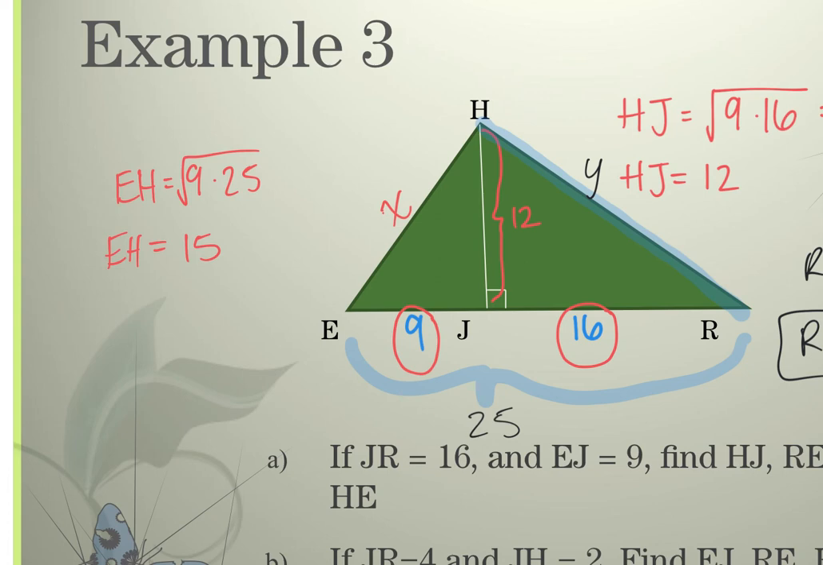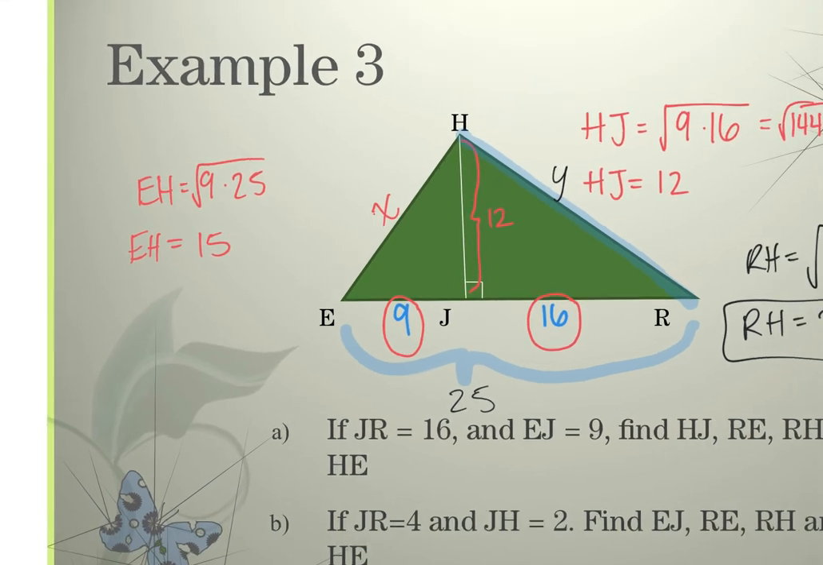I know that HJ is 12. Okay, so that one, whenever you have the altitude, you do 9 times 16, the two segments, multiply them together, and then take the square root. So 9 times 16 gives us 144, and the square root of 144 is 12. Okay? So for each of these missing segments, you guys agree that you can use a geometric mean to find them? Okay, so that's why geometric mean was so important in this lesson.